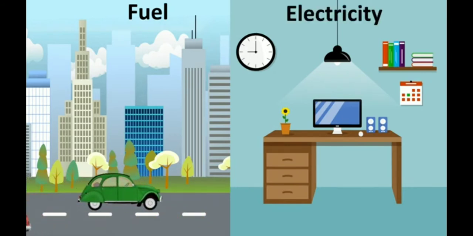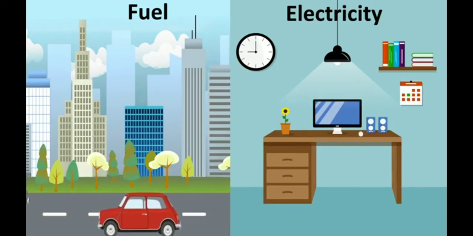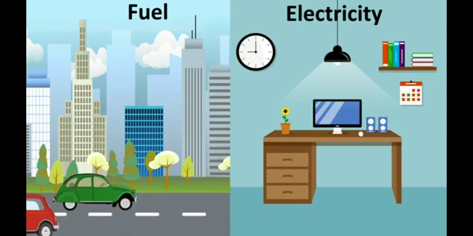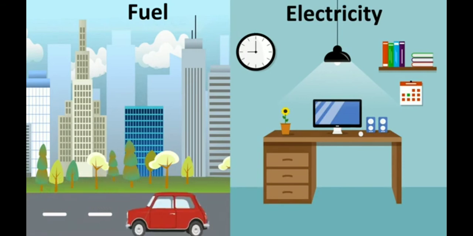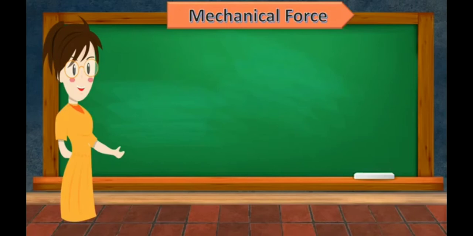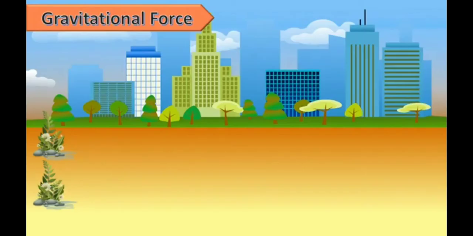Here you can see electricity which is used. These are all mechanical forces which are used in our day to day life. See it properly, how the mechanical force is applied in our day to day life. Try to think of some more now. The force applied by means of a machine is called mechanical force. So the word is already hidden in mechanical force, that is machine.